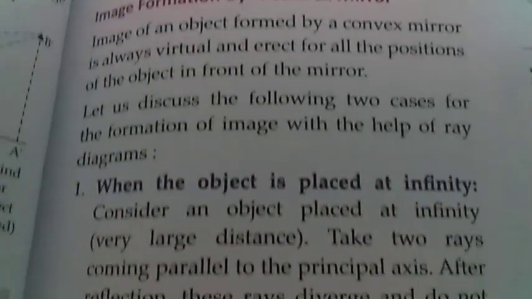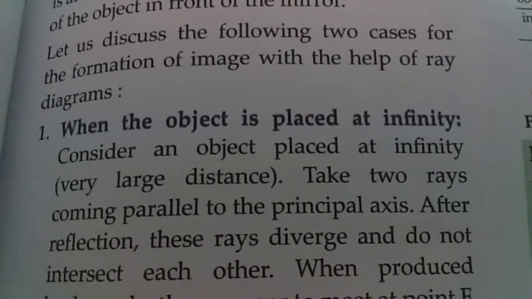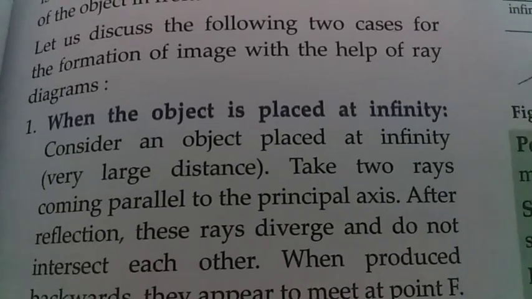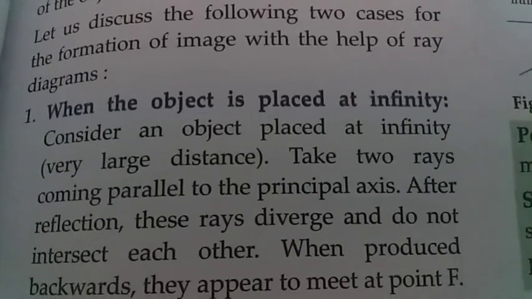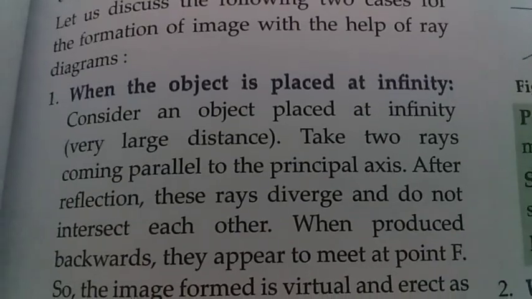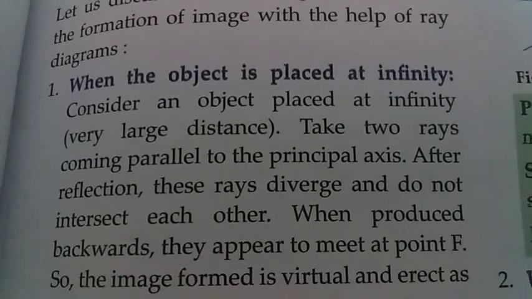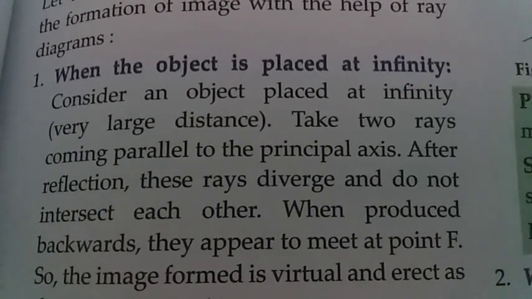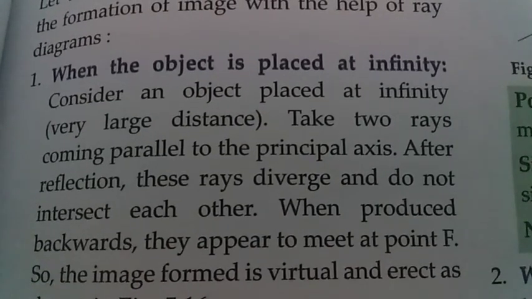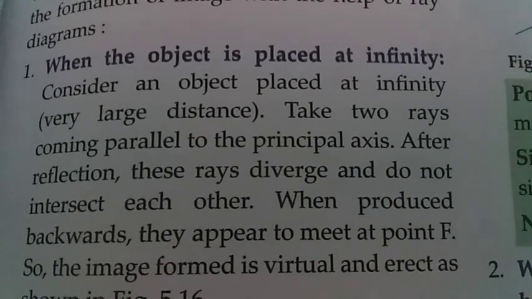Now here are two cases. When the object is placed at infinity, how is the image? Now consider an object placed at infinity. Infinity means at a very large distance. Now we will take two rays coming parallel to the principal axis. Then after reflection these rays diverge, because in a convex mirror the rays are diverged and in a concave mirror the rays are converged. So a concave mirror is called a converging mirror and a convex mirror is called a diverging mirror.